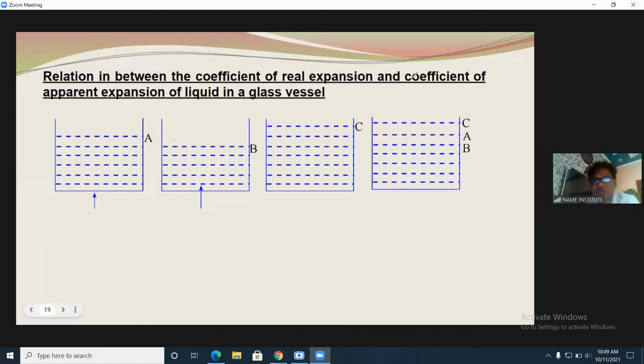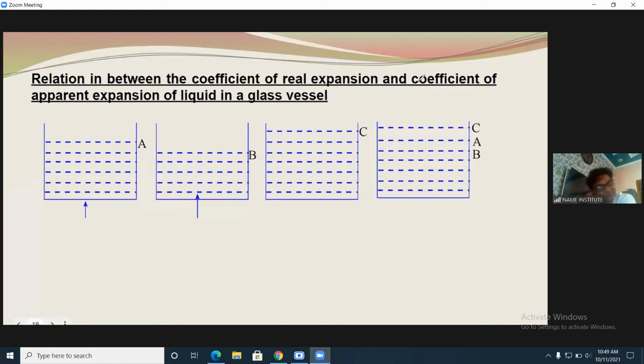Relation between the coefficient of real expansion and the coefficient of apparent expansion of a liquid in a glass vessel. What is our topic here? Expansion of a liquid. Listen carefully, all students in the class, because this is a very doubtful topic. Students are not able to understand it and do not feel good about this topic in class. So how to feel good about the topic and understand things, we will discuss here.